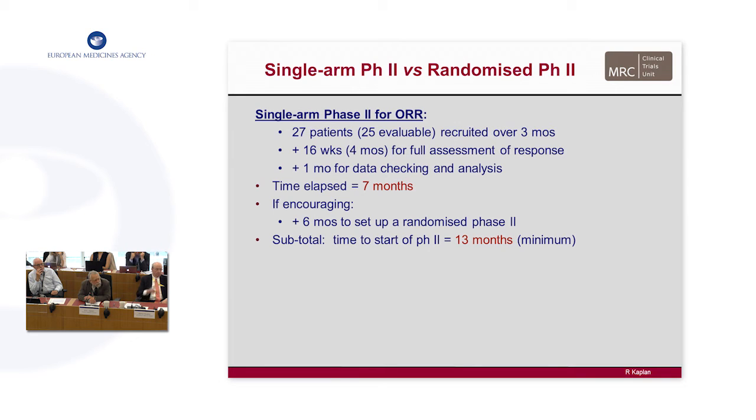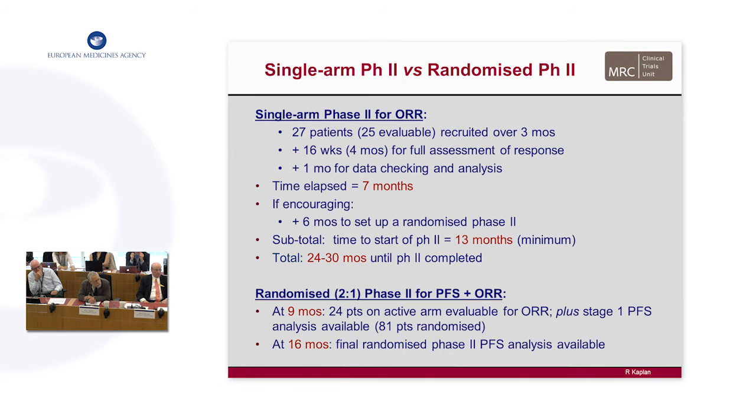And the subtotal, just to get that second part started, takes us up to about 13 months from the point we started, and the total elapsed time up to that point is 20 to 30 months before a phase 2 is completed.